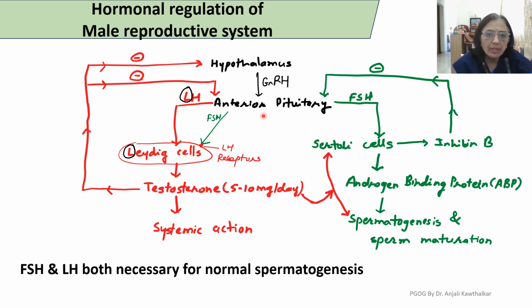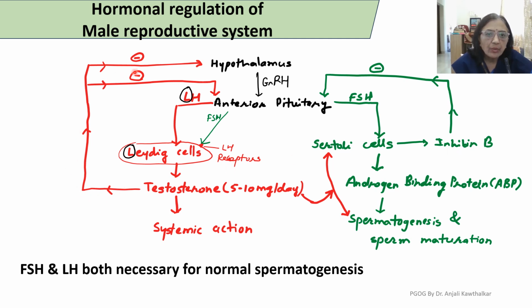It is easier to remember LL: the L of LH for Leydig cells. That is how I have remembered it. So LH mainly acts on Leydig cells, which secrete testosterone. FSH mainly acts on Sertoli cells, which secrete inhibin B.